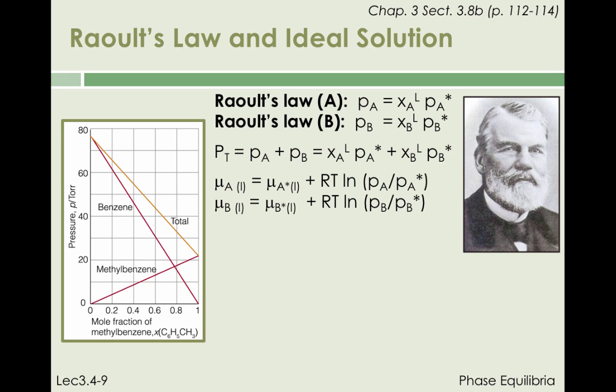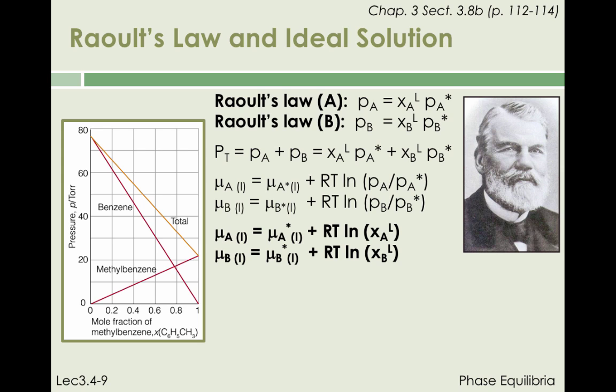Raoult's law can also be used to further modify the expressions of the chemical potentials μA liquid and μB liquid, since Raoult's law allows us to relate PA over PA star to XAL, and PB over PB star to XBL. So, for solutions where both the solvent and the solute obey Raoult's law, the chemical potential of the solvent and the chemical potential of the solute can be expressed in terms of the mole fraction of that component in solution.